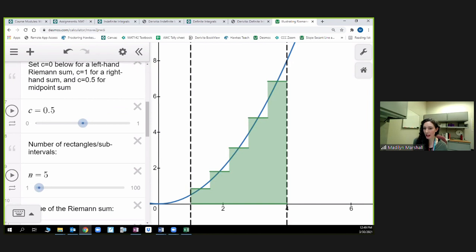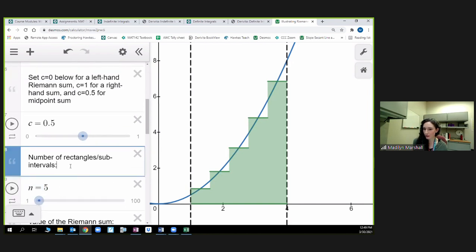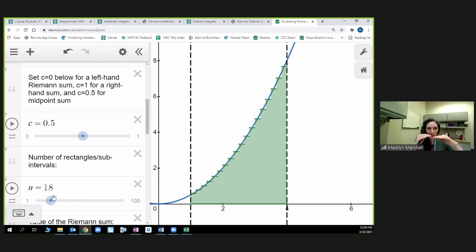So right now we have 5 rectangles, but as I increase the number of rectangles, we can see the approximation is getting better. There's less going over and going under around the curve. So when we get 100 rectangles, we can barely even tell that it's not exactly the curve. If we only have 1 rectangle, that's really a bad approximation. But when we have more rectangles, we get a better approximation.